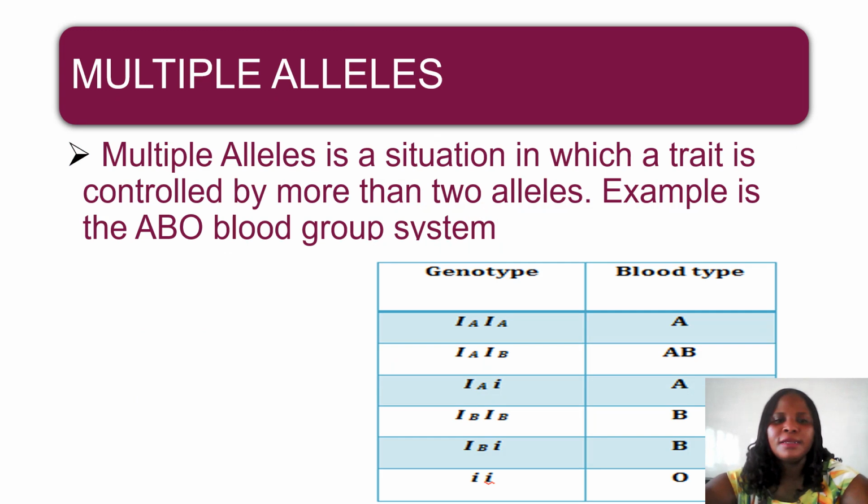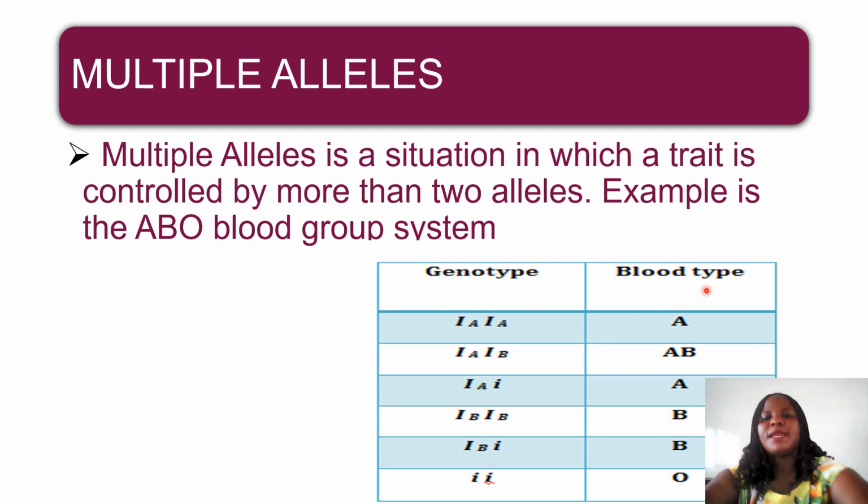Another non-Mendelian inheritance is the multiple allele. When we talk about multiple allele, it's a situation in which a trait is controlled by more than two alleles. An example is the ABO blood group system. Now, the ABO blood group system is controlled by three different alleles. We have the allele for blood type A, we have the allele for blood type B, and then we also have the allele for blood type O, which are the 3 alleles controlling one trait.